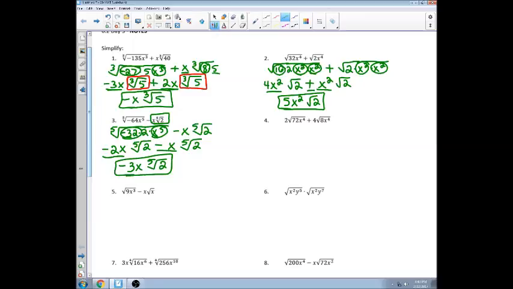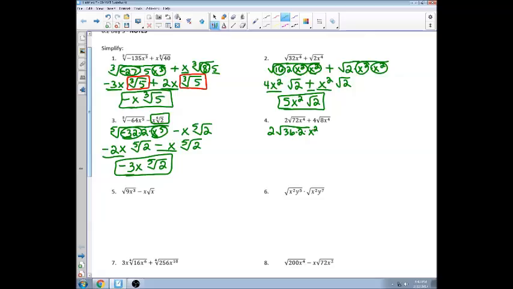All right. Moving on to problem 4. I have 2 times the square root of 72x to the fourth plus 4 times the square root of 8x to the fourth. Now here, just keep your 2 out front as you're simplifying. So 72 is not a perfect square, but if you start dividing by all the numbers that are less than it, I'll find out 36 times 2 is what 72 can be broken into.